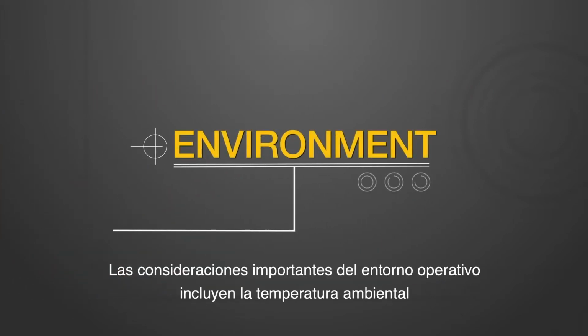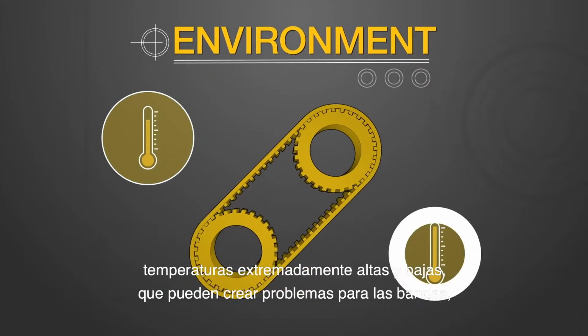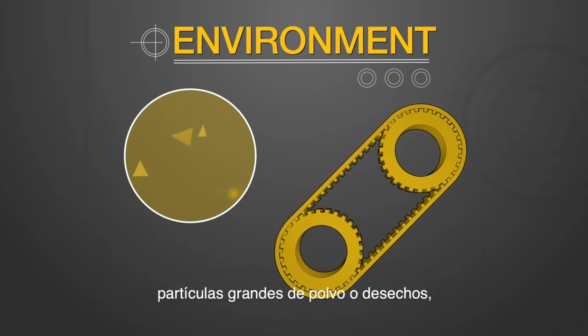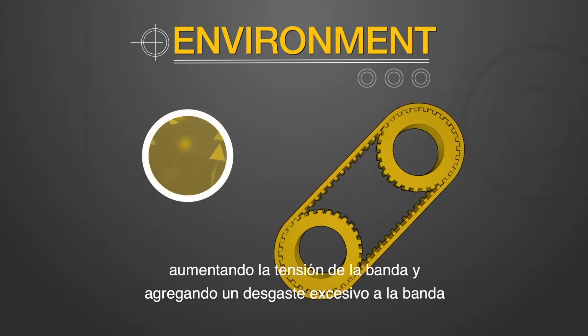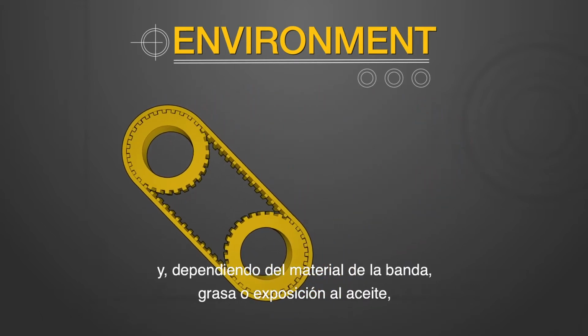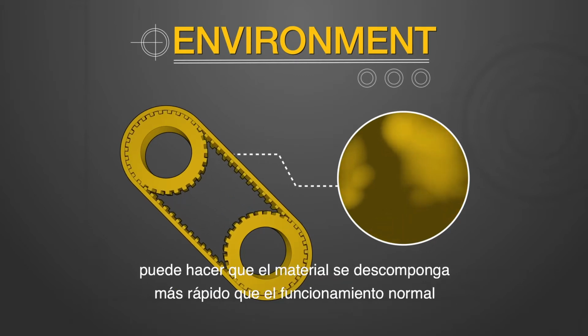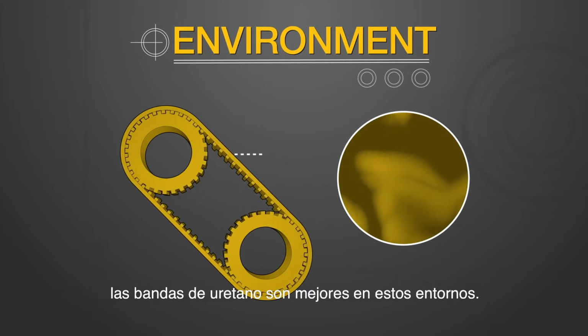Important operating environment considerations include environmental temperature, both extremely high and low temperatures, which can create problems for belts. Large dust particles or debris, increasing belt tension and adding excess wear to the belt. And, depending on the belt material, grease or oil exposure, which can cause the material to break down more quickly than normal operation. Urethane belts are better in these environments.